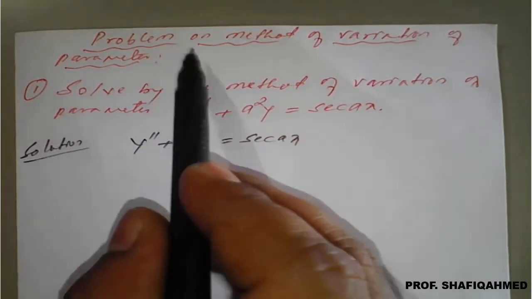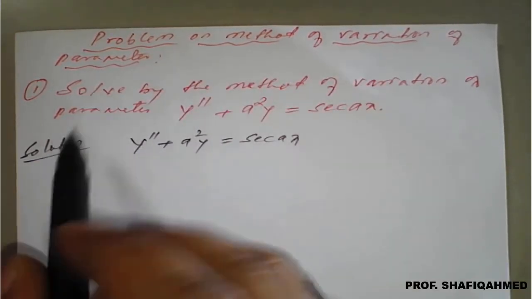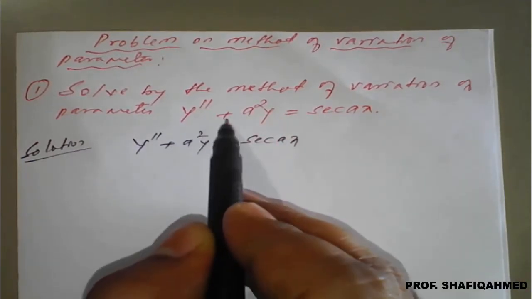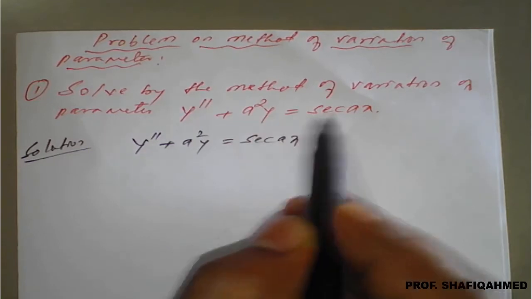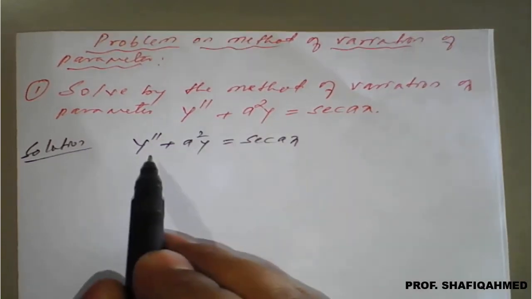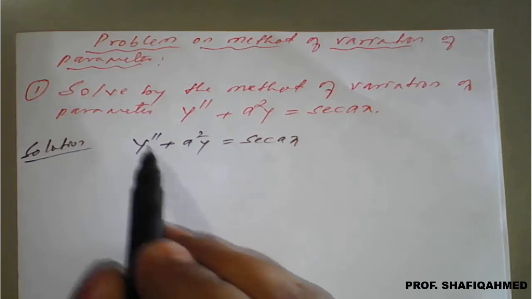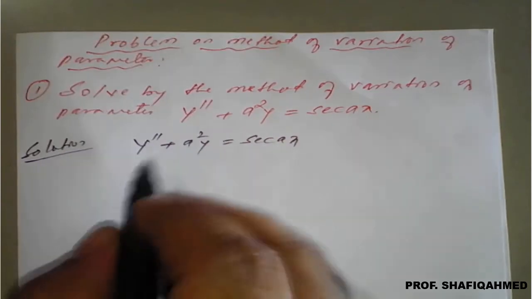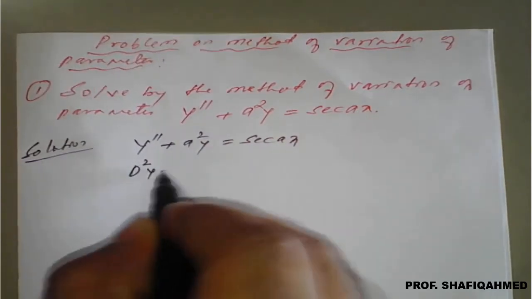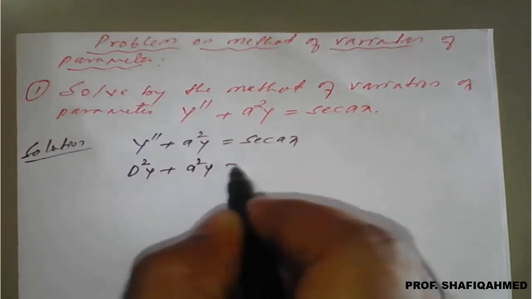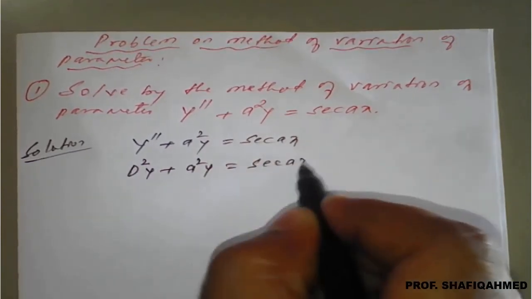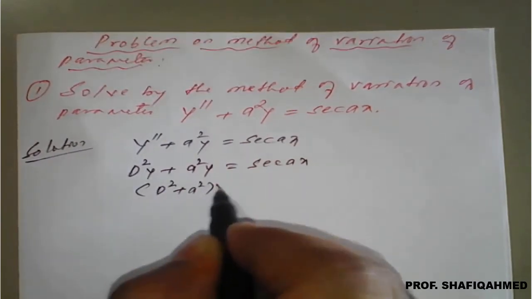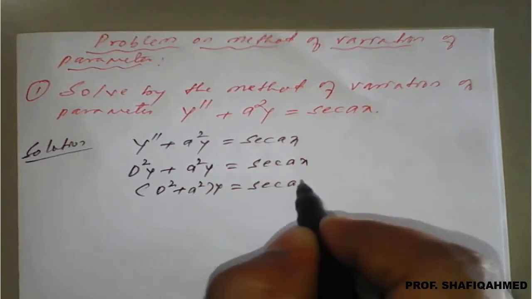Now, the problems on method of variation of parameter. So first question is: solve by the method of variation of parameter y double dash plus a square y is equal to secant ax. This can be written as D square y plus a square y is equal to secant of ax, or taking y common, D square plus a square of y is equal to secant ax.